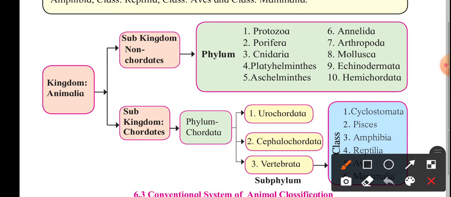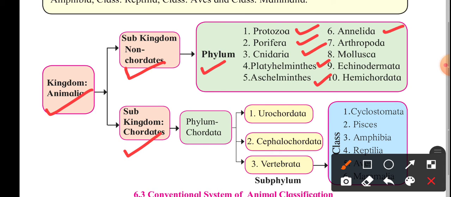So first we will talk about how the kingdom Animalia is further classified into the subkingdoms non-chordates and chordates. And then the non-chordates are further classified into 10 phyla, that is Protozoa, Porifera, Cnidaria, Platyhelminthes, Aschelminthes, Annelida, Arthropoda, Mollusca, Echinodermata, and Hemichordata.